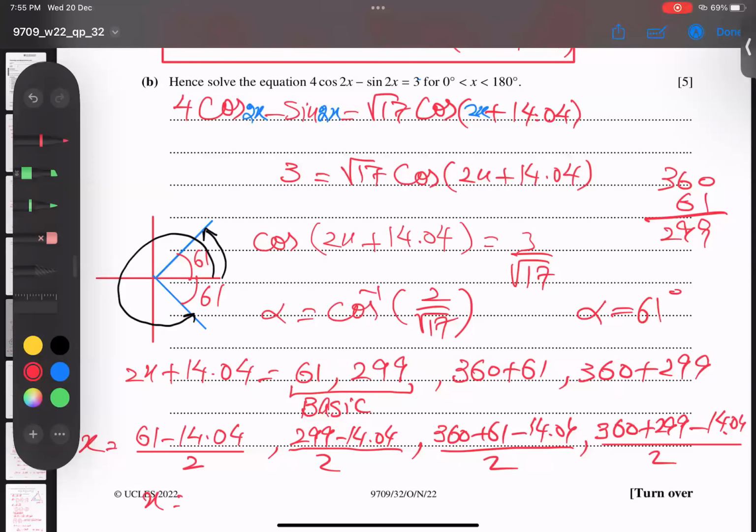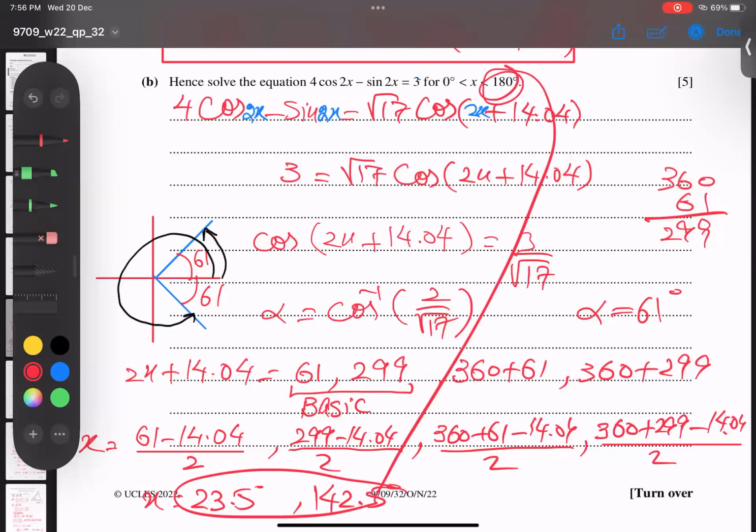So the first answer is 61 minus 14.04 divided by 2. My answer is coming 23.5 degrees, which is in the range. Let me find the second answer. So 299 minus 14.04, and divided by 2. My answer is coming 142.5 degrees. This is also in the range. Which range am I talking about? This range.